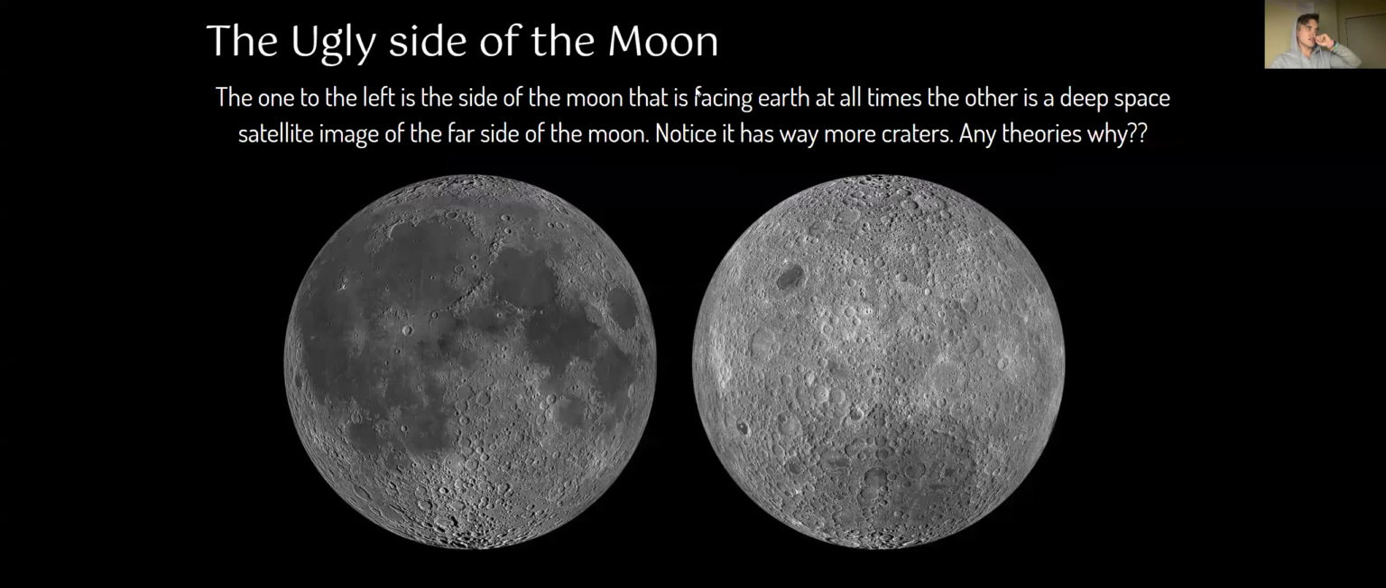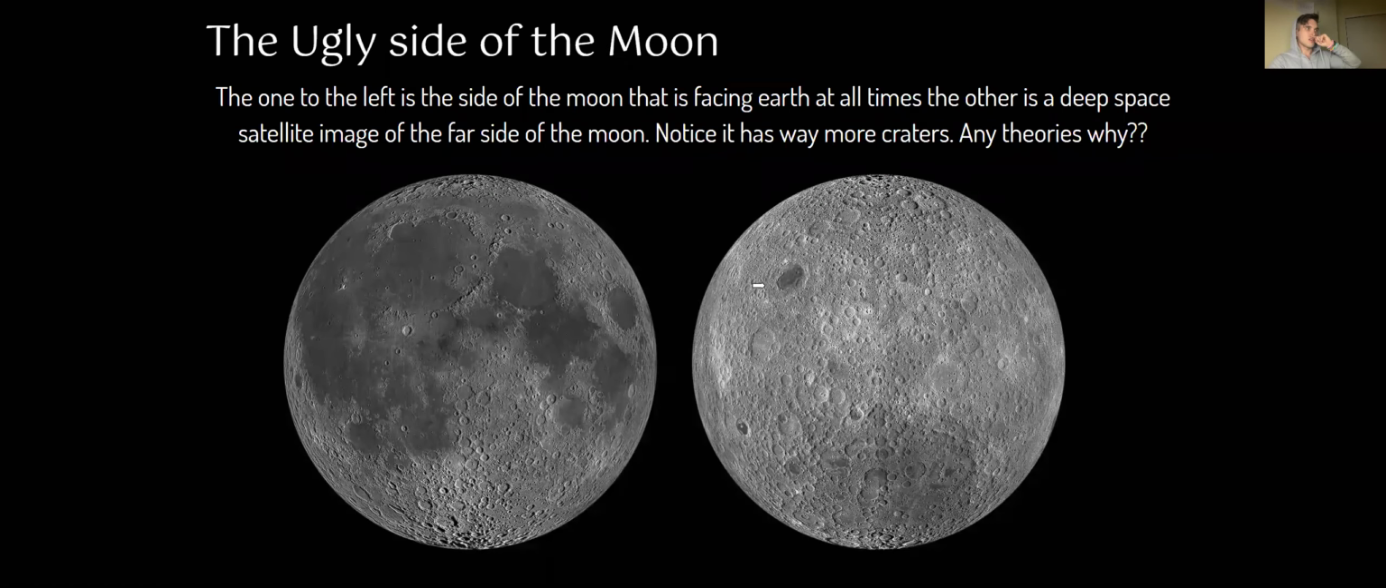Let me get the spotlight, so much easier. Maybe I like this one. No, laser's better. There's tons of craters. And obviously, the far side is always facing out. Remember, the moon is a big shield for us from all the debris and asteroids in space. So the moon is literally using its far side as a shield for all these asteroids. That's why there's so many craters on the far side.